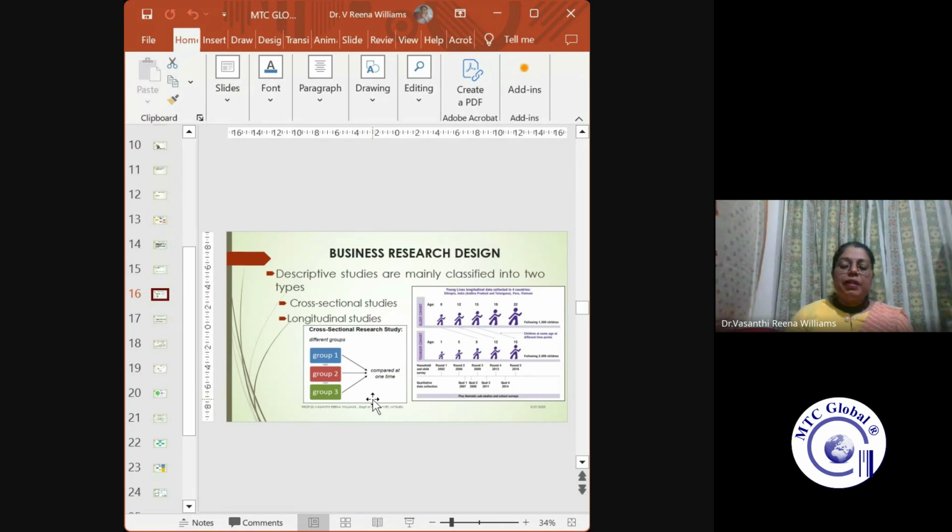Now the second part is the longitudinal study. I mentioned two types, right? Descriptive studies come under two types, cross-sectional and longitudinal. Cross-sectional you have understood. Now, what is longitudinal? Longitudinal, long. Like that, you make it easier so that you remember when you're writing in your exams. So for longitudinal, you can see this. It is like I do a study of administering.